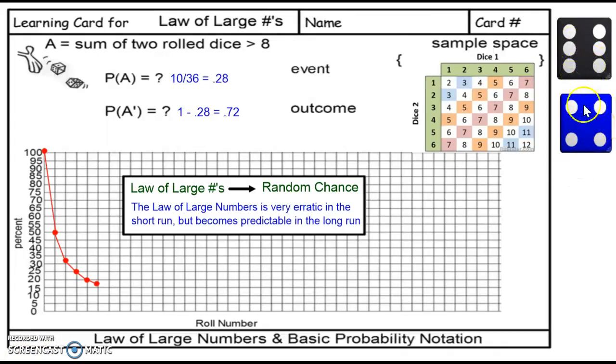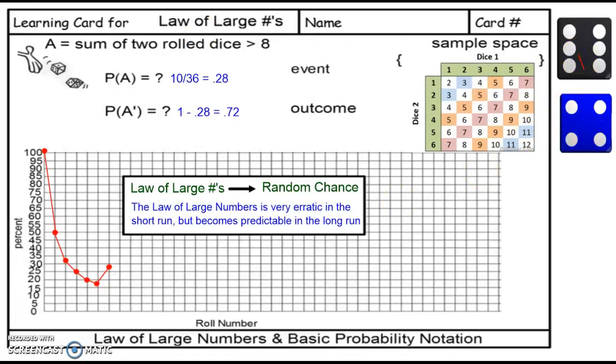My next roll ended up giving me a 10. So that gives me 2 rolls out of 7 which gave me a sum that was greater than 8. And 2 out of 7 is 28.5%. So I'm going to go ahead and put another dot at 28.5%, which is right about here. And then I'll connect those. And when I connect them, I get here.